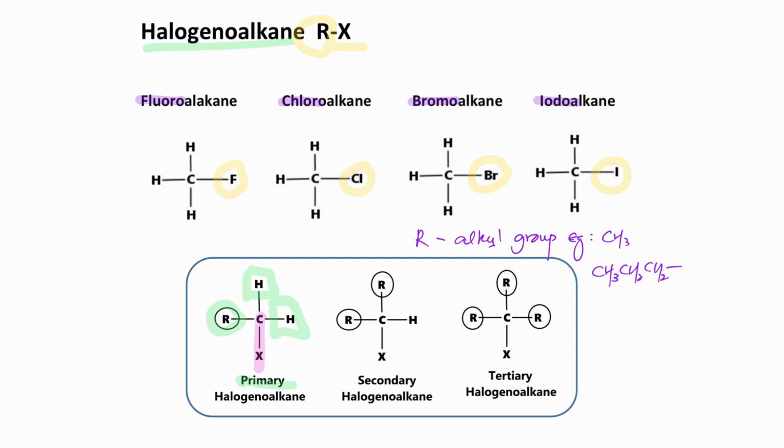So what if the C that is bonded to the halogen is bonded to 2R and 1H? It would be secondary halogenoalkane. And lastly, we have where the C that is bonded to the halogen is bonded to 3R. Then it would be tertiary halogenoalkane. We need to classify them to move into detail on the mechanism of their reaction.